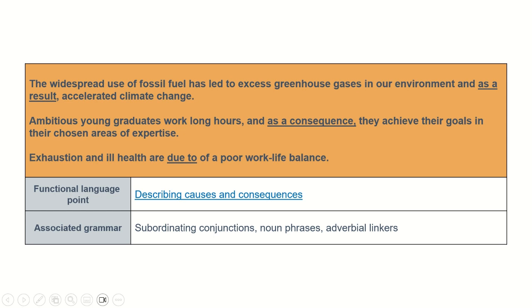So the first topic for functional language is describing causes, consequences and effects. We can use phrases like as a result, as a consequence, due to. Due to is always followed by the reason, as a consequence is followed by the result, and as a result is followed by the result of the action.